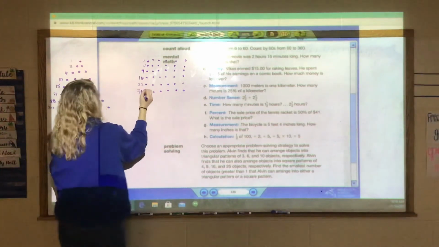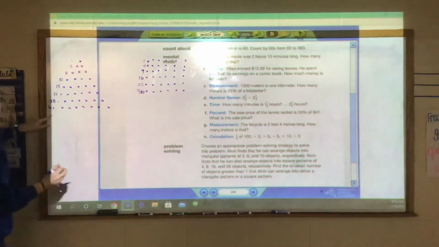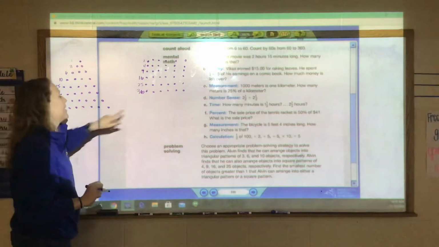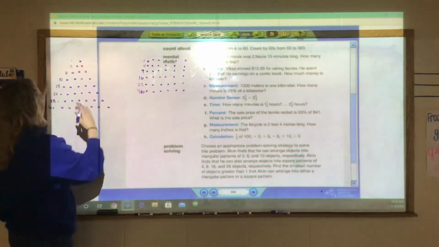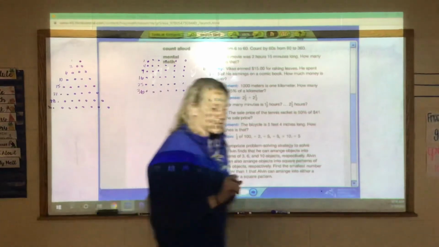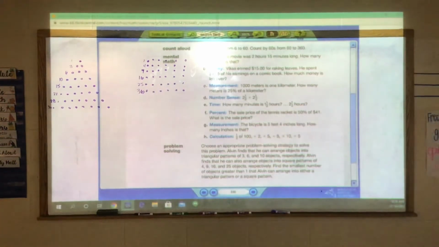Ooh, 36 here, 36 here. So that is my smallest number that can be both a triangle and a square. Hopefully that makes sense. All right, let me walk back to my desk, go to the next page, scroll around, and we'll keep going.